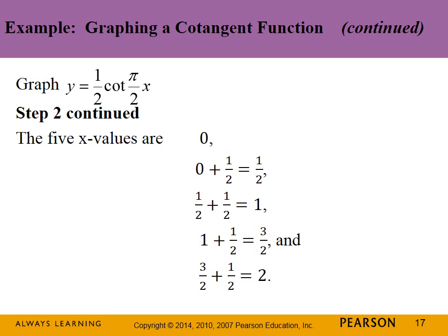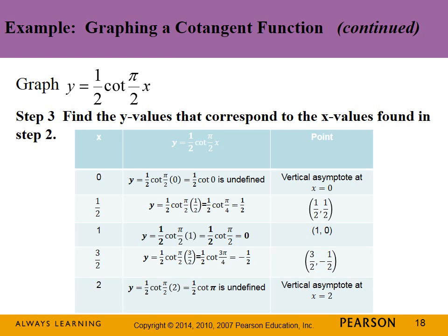So coming up in the next slide is our table. We're going to take the values 0, 1/2, 1, 3/2, and 2 and plug them into this function, y equals 1/2 the cotangent of pi over 2x. If you would like to try to construct that table, pause the video here and then check your work on the next slide. So here comes the next slide now. Again, sorry, couldn't get the animation to work as well as 4.5.